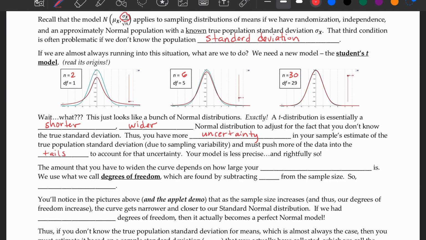Your model is just going to be a little less precise, and that's rightfully so. So it's not like we're in trouble here. It's okay. We're going to be a little more conservative with our probabilities here, okay?